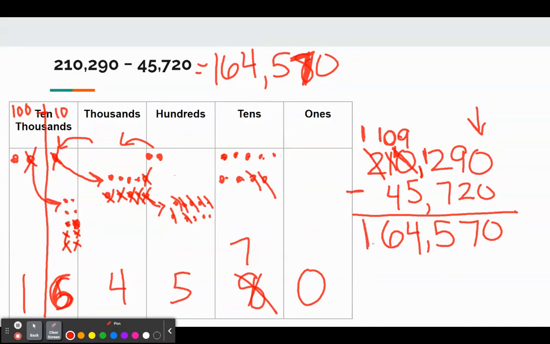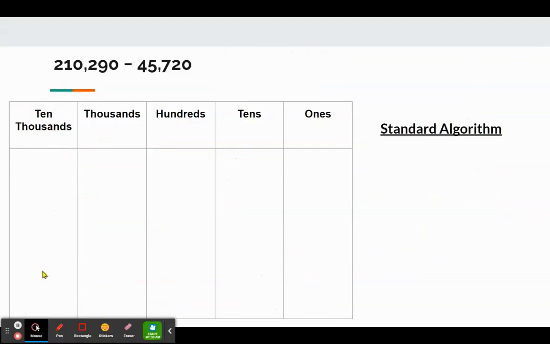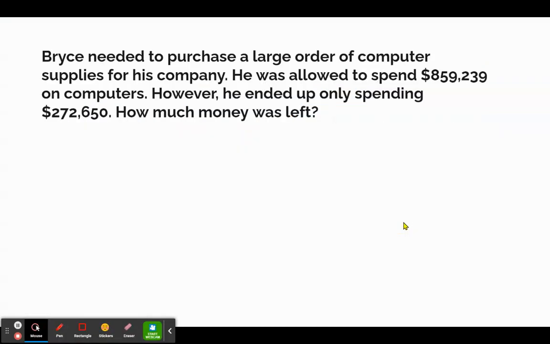So these are 2 different methods that we can use, the standard algorithm and our place value chart, and they both give us the same answer. All right, now let's go ahead and try this with a word problem.